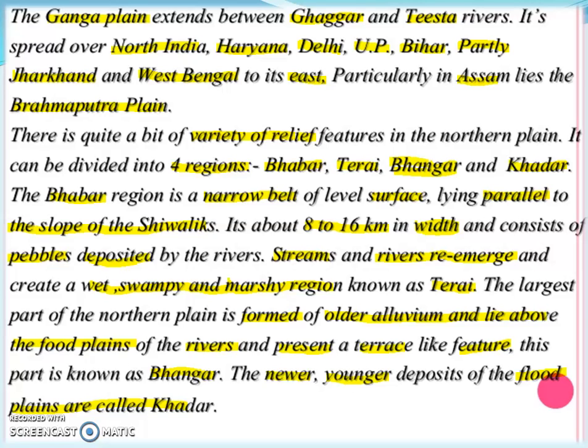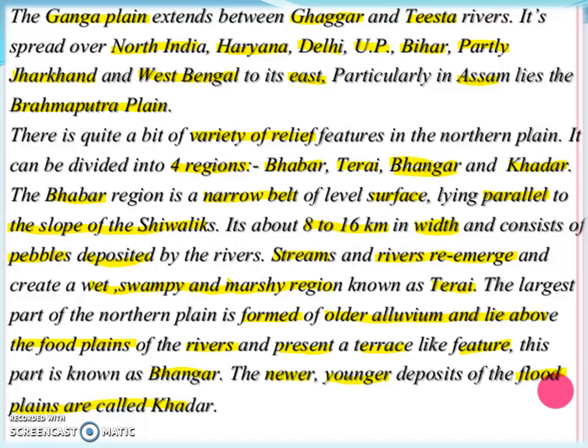So, a variety of features are found in these Northern Plains. We have the Bhabar, then we have the Terai, then we have the Bangar, then we have the Khadar. The Bhabar is a narrow belt. It is spread parallel to the slope of the Shiwalik. It is almost 8 to 16 kilometers wide and mostly has pebbles or stones which are deposited by the rivers.